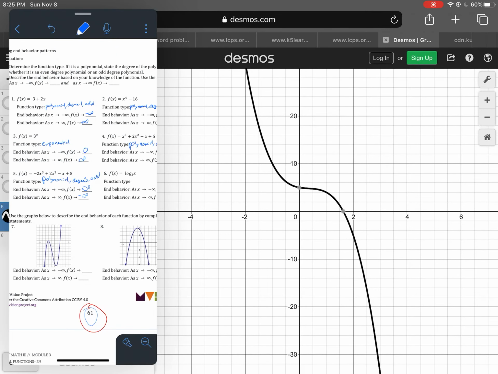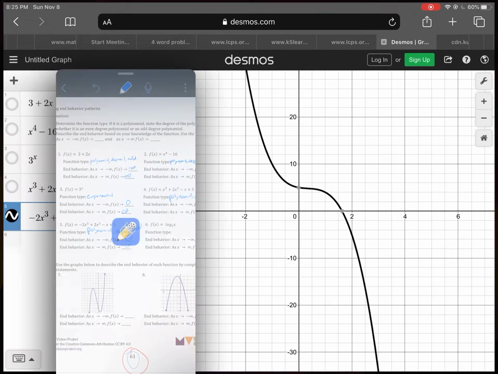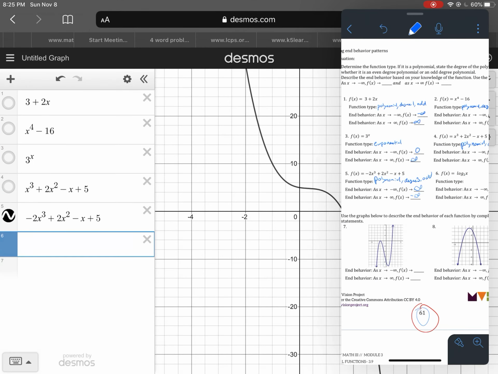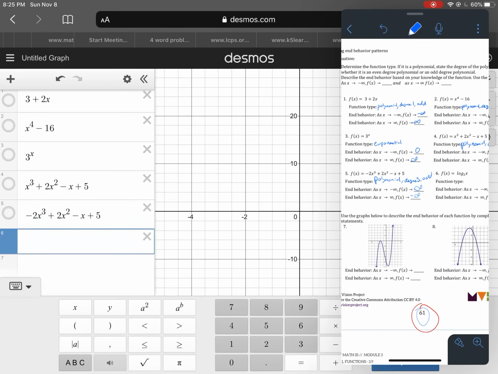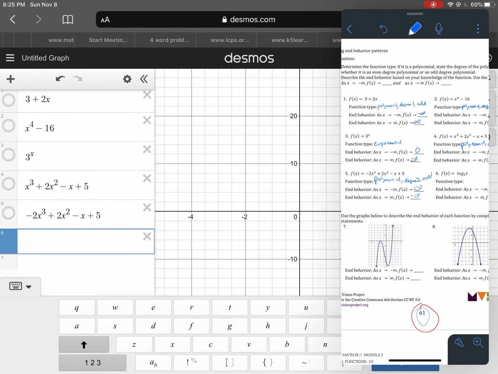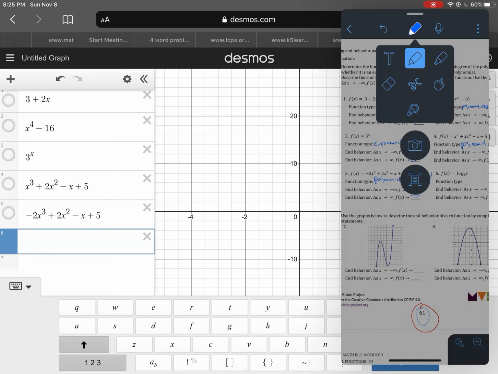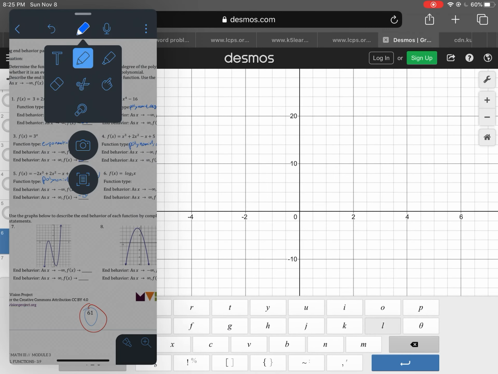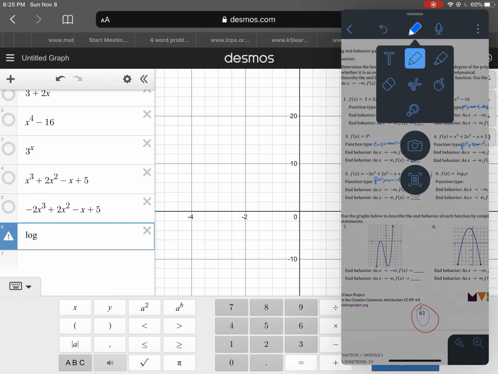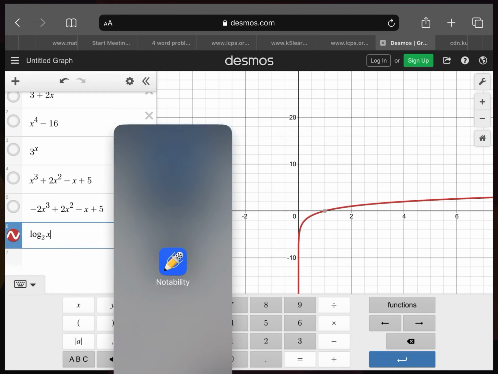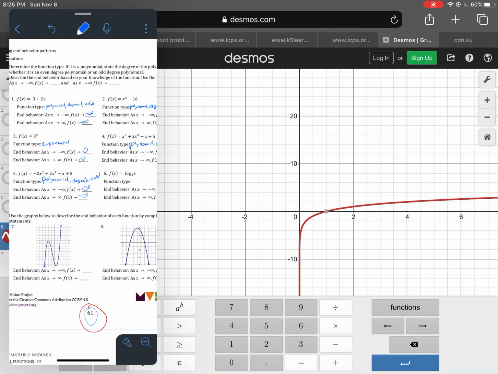All right, and I forgot to plot this one. So we got log base 2 of x. Let's see if I can do it. We got to do log. How lovely. My Notability's right where I need to type. Log. And then base 2 of x. There we go. All right, so we got our last one plotted here.